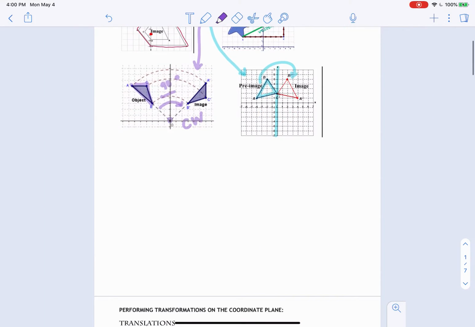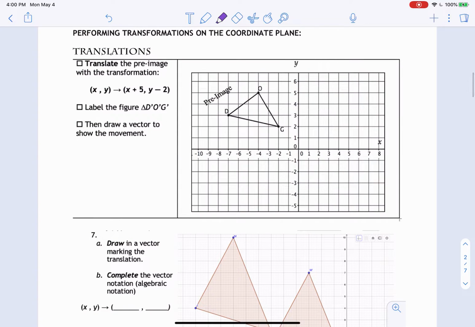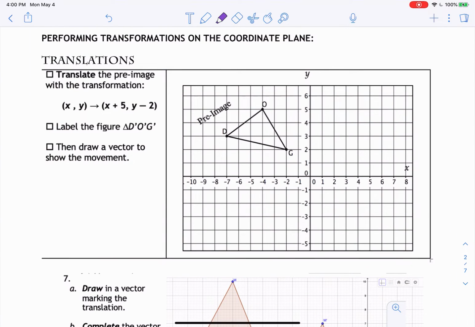So what you'll also be asked to do on the Desmos activity is actually perform the transformations on the coordinate plane. So for example, this says, translate the pre-image with the transformation (x, y) arrow. So this is saying start at the pre-image and move it x plus 5, so this is to the right 5, y minus 2, down 2. So we're going to pick a point, let's say point G, we'll go to the right 5, 1, 2, 3, 4, 5, down 2, 1, 2, and this is going to be G prime.